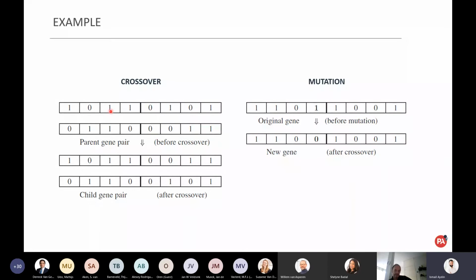So what you do is you split them in half, and you take the left part of the first string, combine it with the right part of the second solution, and then you will get this. And you do the same the other way around. You take the left part of the other solution and combine it with the first solution's right part. So instead of having parent solutions like this and this, you cut them and paste them like this, which will become the crossover children. So this is then the child gene pairs after crossover.